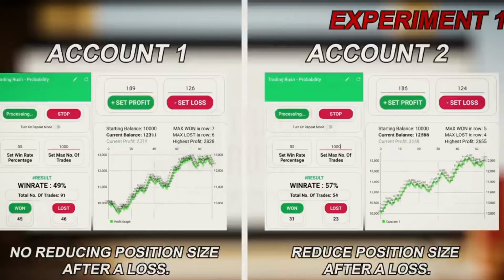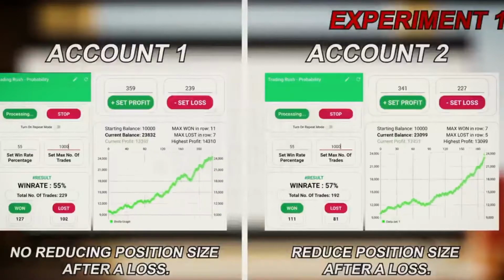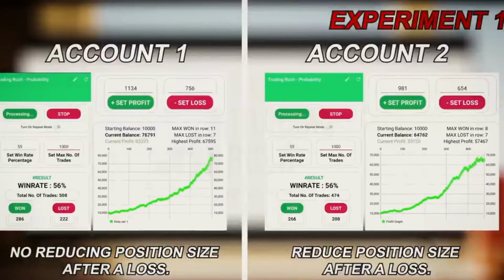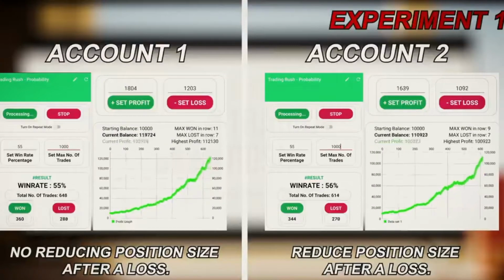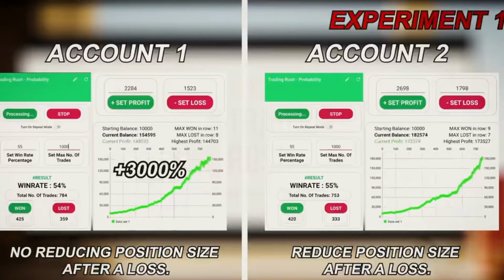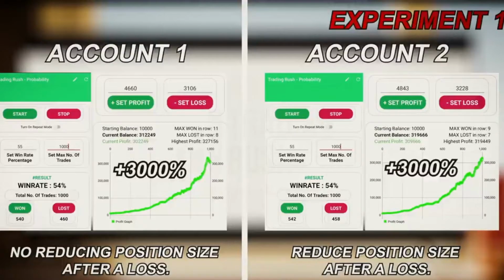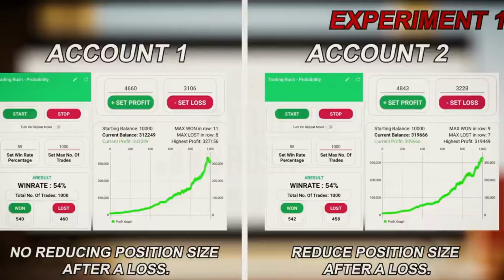As soon as I started the simulation, the account balances of these two accounts started to move in the upward direction. And after 1,000 trades, the first account was up by approximately 3,000%. What's interesting is that the second account was also up by approximately 3,000%. The second account, however, was slightly better than the first one. What that means is reducing the position size when there is a loss won't make a big difference in the long run if the win rate is good.